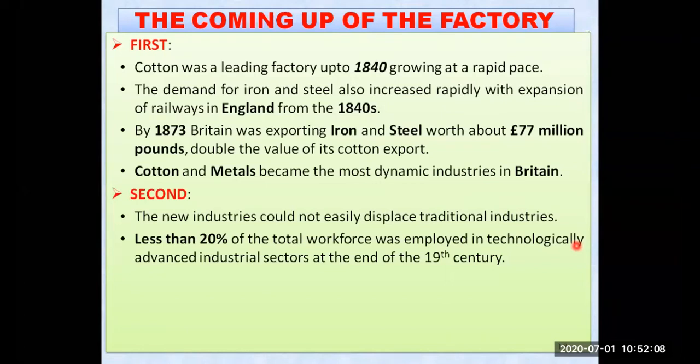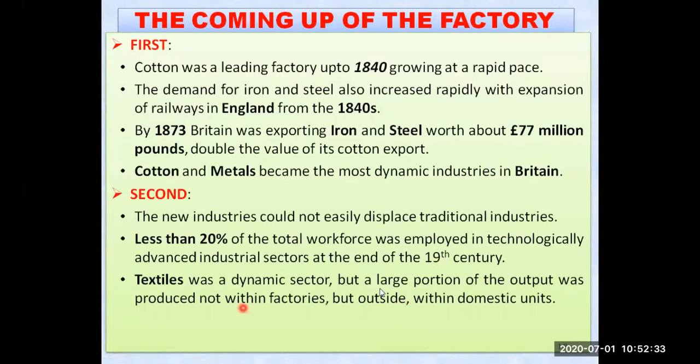So that is one of the basic reasons why these new industries were not able to replace the traditional industries in full, 100%: the unavailability of technologically sound labor, because it was less than 20%, my dear students. That was one of the reasons because of which these new industries could not flourish. Textiles was a dynamic sector. Dynamic means that it keeps on changing.